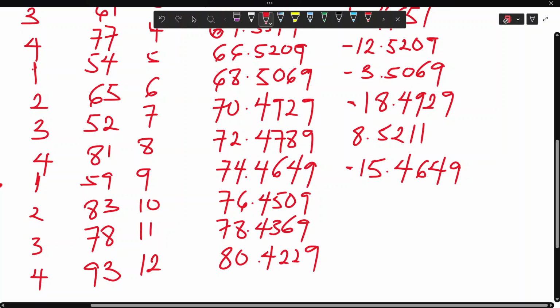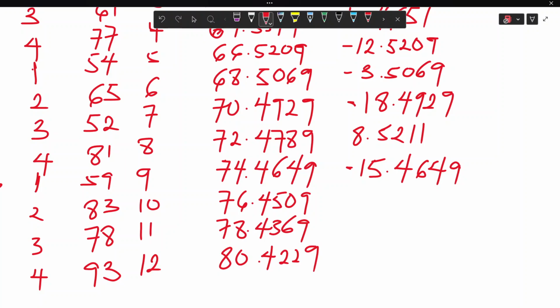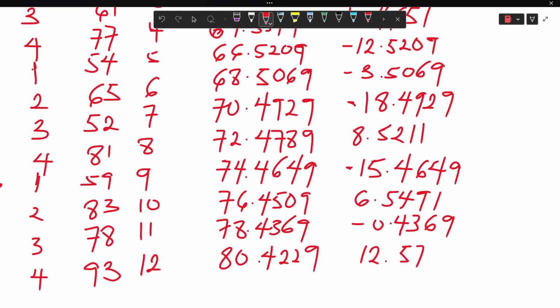83 minus 76.4509, 6.5491. 78 minus 78.4369, negative 0.4369. And lastly, 93 minus 80.4229, 12.5771.